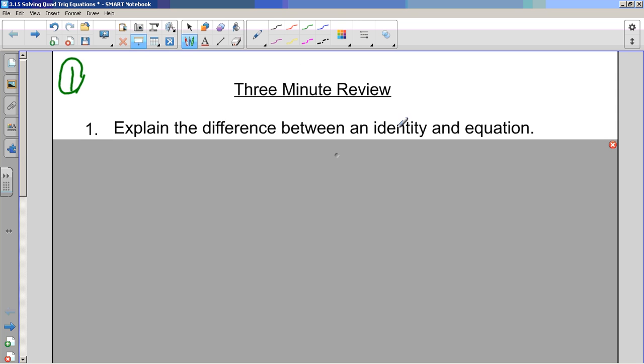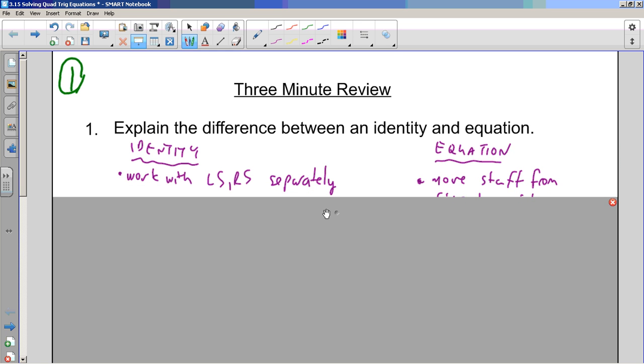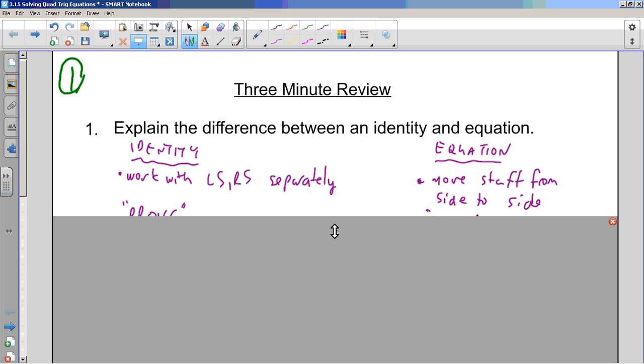Something that we talked about perhaps when we got going on identities, and not much since, is the difference between an identity and an equation. Hopefully you've got a feeling, but here's some things that you might have said. With an identity, we work with the left side and the right side separately. We're not allowed to work with it as an equation because that would be assuming that the identity is true, and we can't do that. In an equation, we can move stuff from side to side because we know that it's true, and we're actually after the variables where it's true.